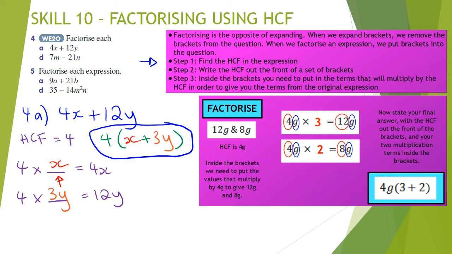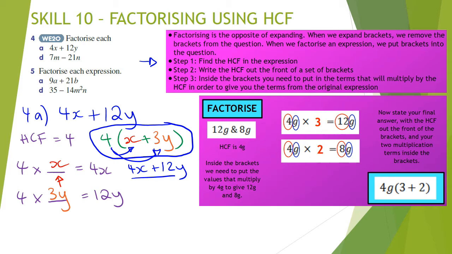You can see that this is the answer because if we were to expand this out, we would do 4 times x, which is 4x, and 4 times 3y gives 12y. And that was our original question, which we had to factorize. So that's one way of checking your answer.